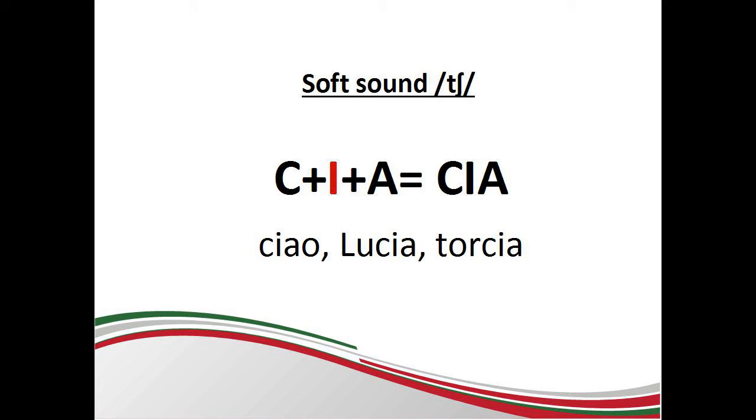It is possible to get a soft sound with the vowels A, O, U by putting I between C and any of these three vowels. For example, C-I-A is spelled cha. Like ciao. Lucia. Torcia.